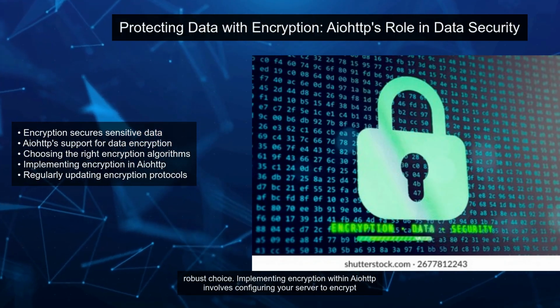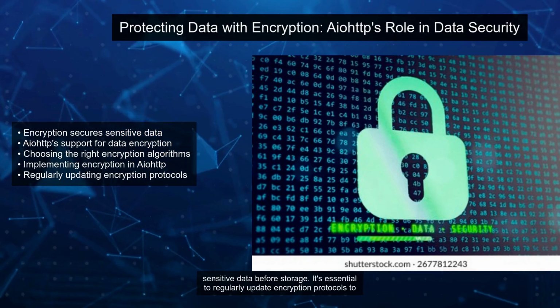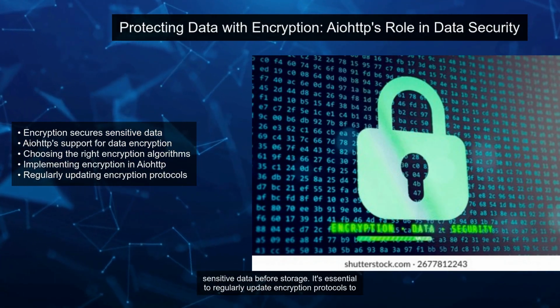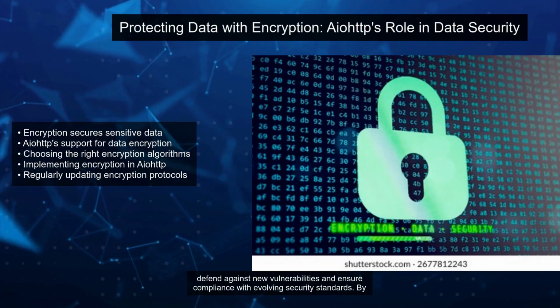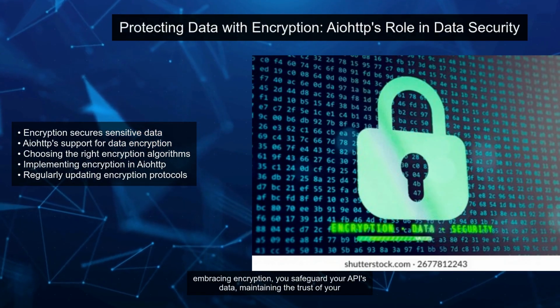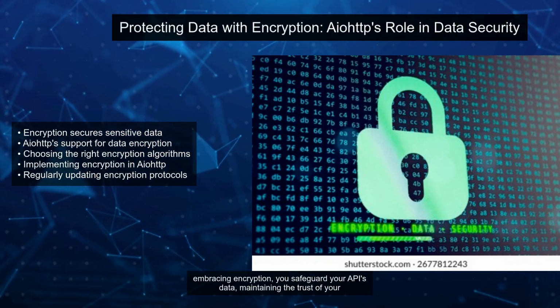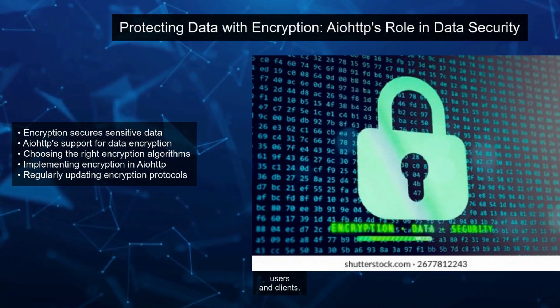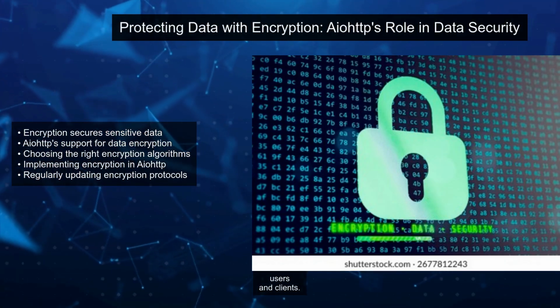Implementing encryption within Aiohttp involves configuring your server to encrypt sensitive data before storage. It's essential to regularly update encryption protocols to defend against new vulnerabilities and ensure compliance with evolving security standards. By embracing encryption, you safeguard your API's data, maintaining the trust of your users and clients.